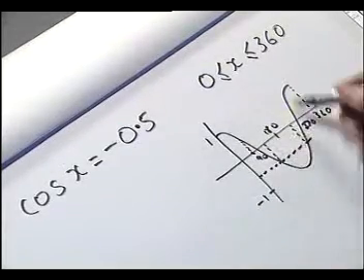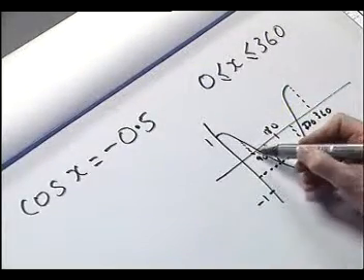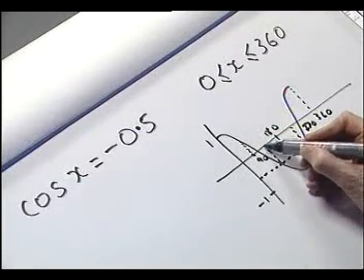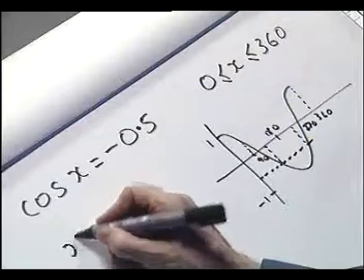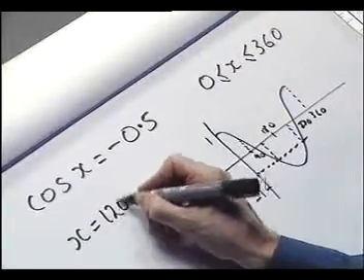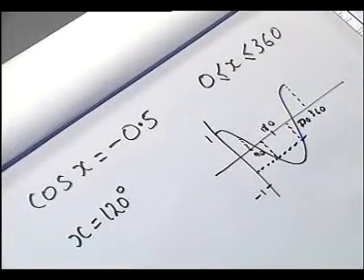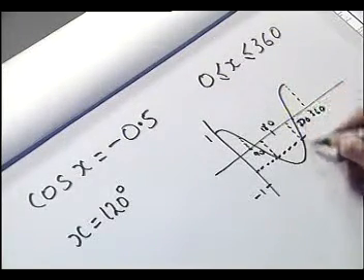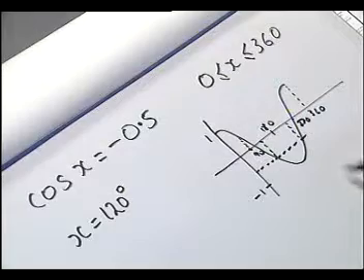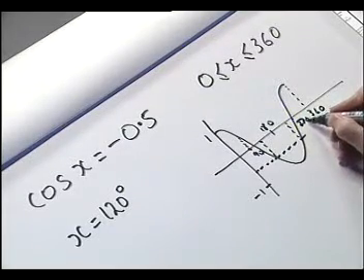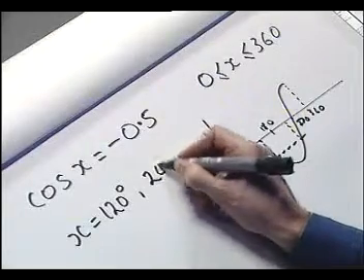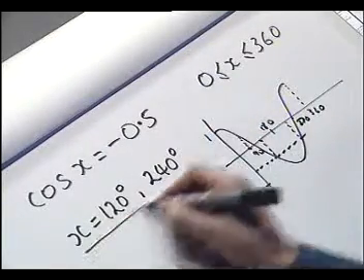Now again, this curve is symmetric. So if that one is 30 back that way, this one must be 30 further on. So our first angle must be 120 degrees. And this one's got to be in a similar position, because this bit of the curve is again symmetric. So that's 270, and we need to come back 30 degrees, so that's 240.